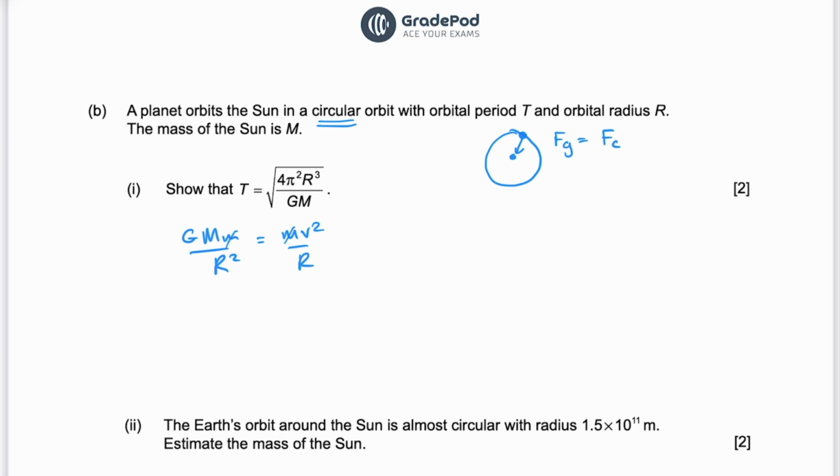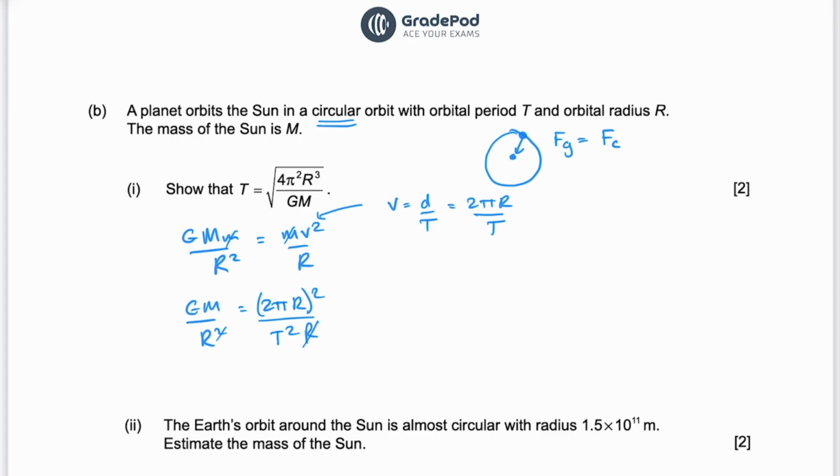And we haven't got T in there yet, but we do remember that v is the orbital speed, and that is the distance it travels divided by the time. The distance it travels is 2 pi r, the circumference of this circle, divided by T. So instead of v, let's put 2 pi r over T. So we've got GM over r squared equals (2 pi r) all squared, over T squared r. Let's cancel one of those r's.